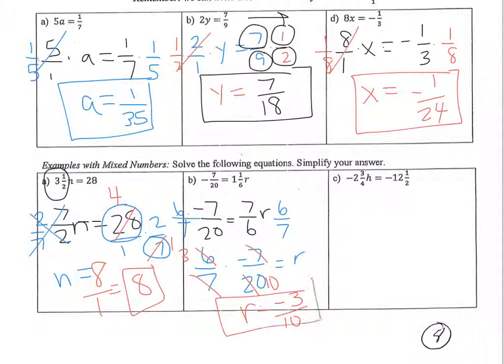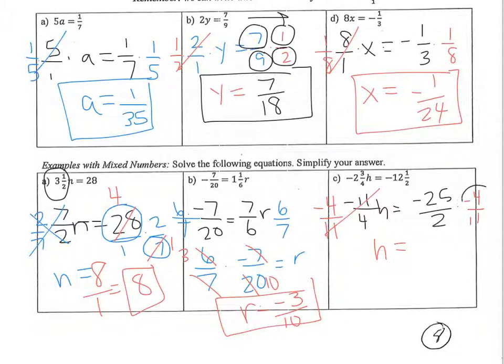And then the last one, change to improper fraction. So it's negative 11 fourths h equals negative 25 over 2. So the side with the variable, do the reciprocal. So it's negative 4 elevenths, negative 4 elevenths. These cancel out. H equals, look for your common factors.